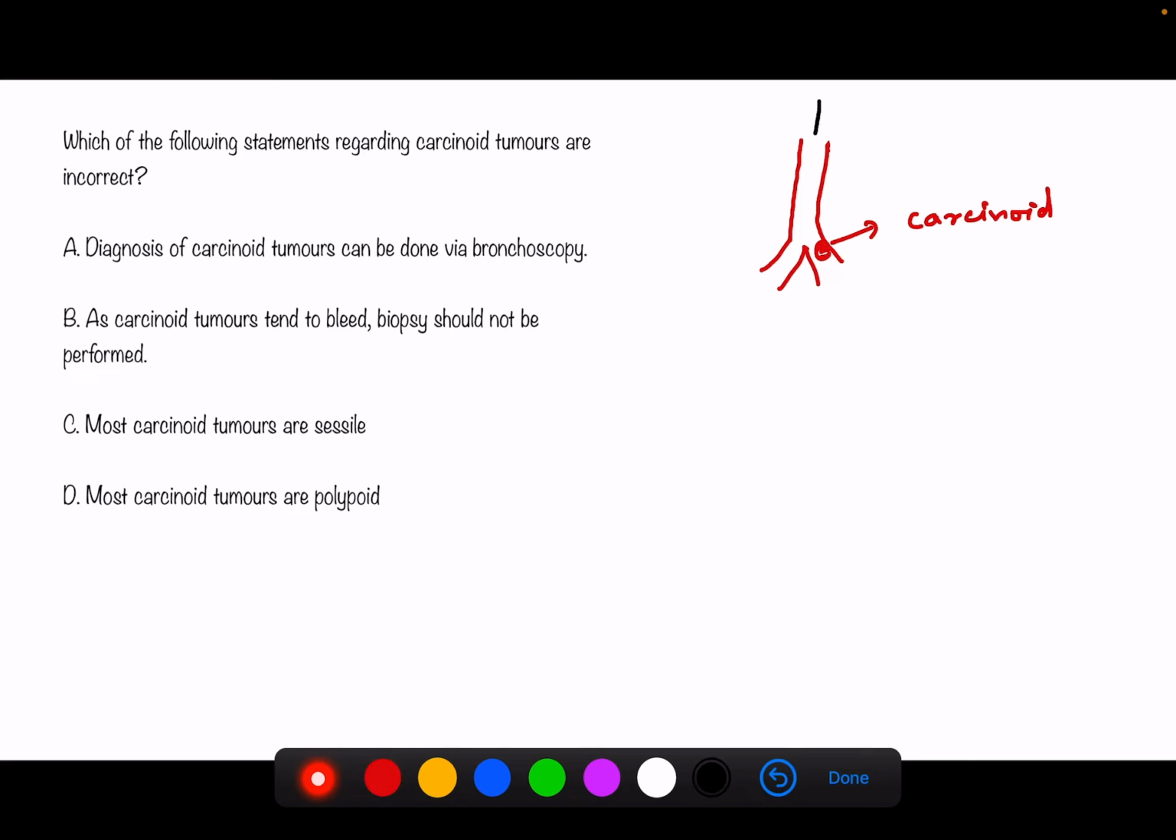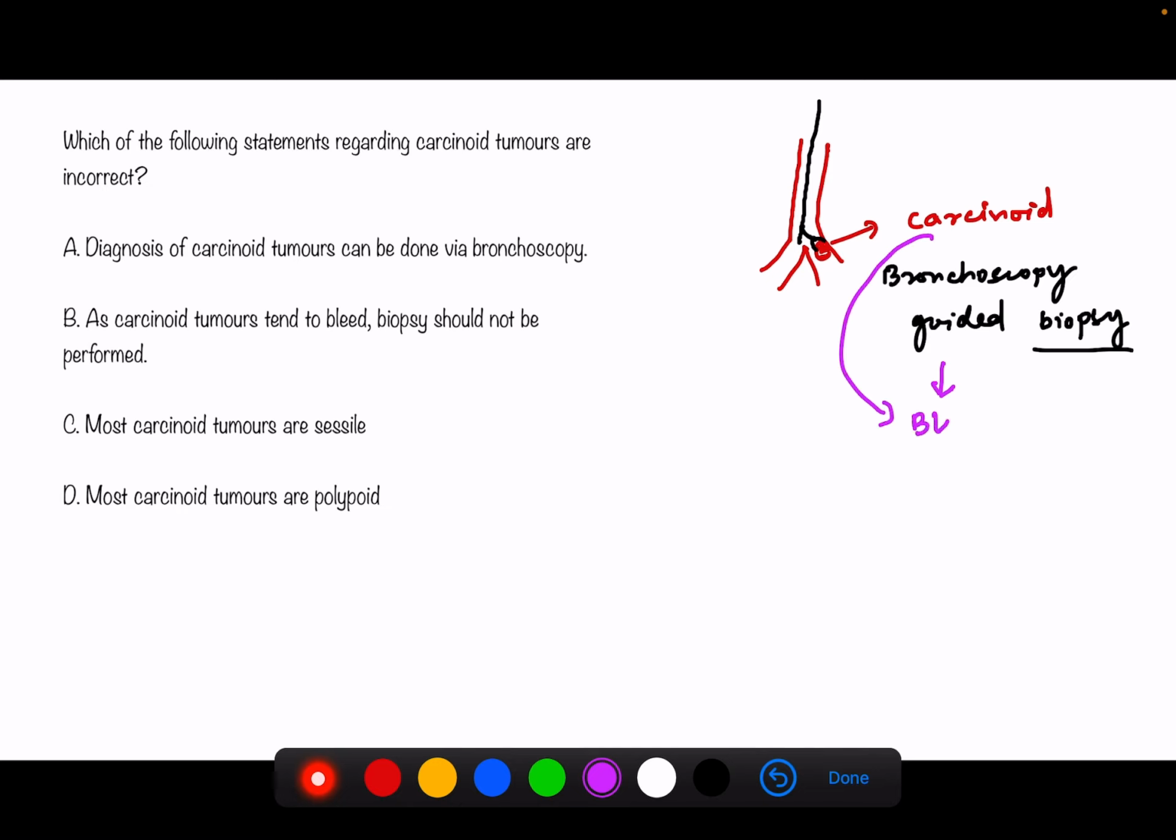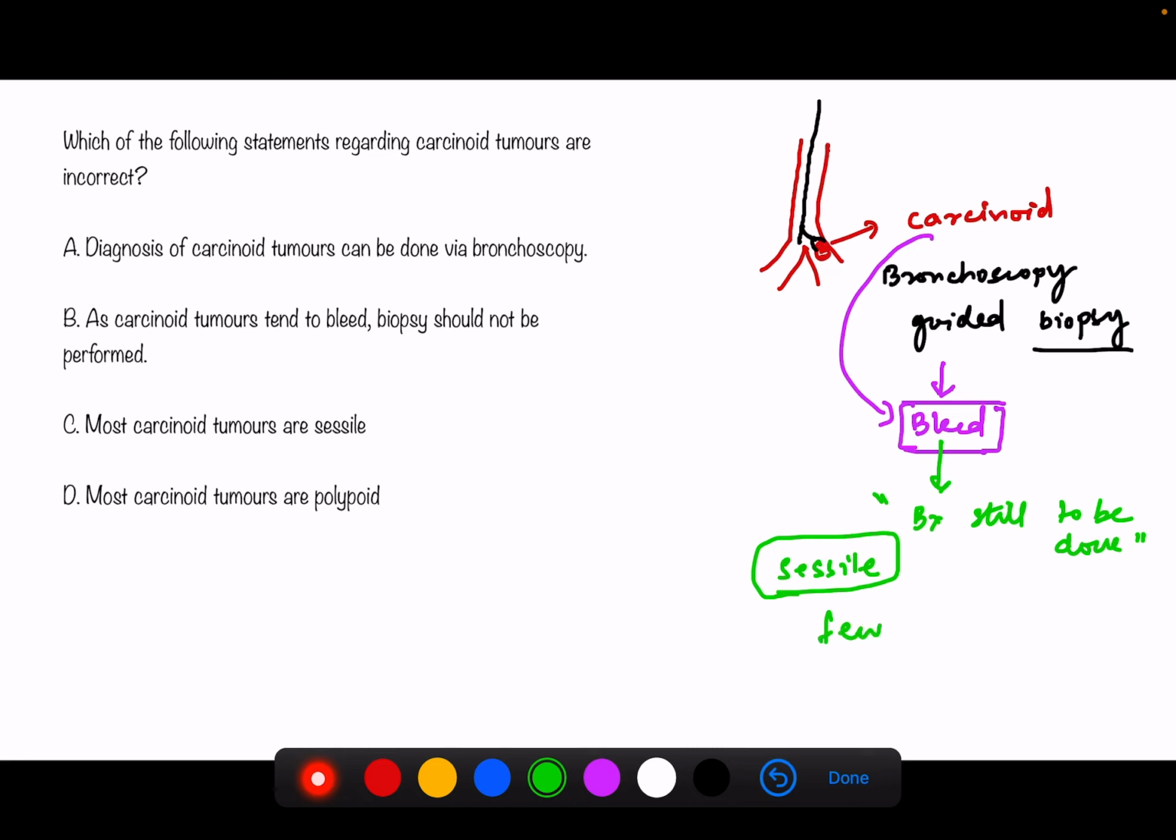So we can easily go ahead, put a bronchoscope, and take a chunk of the tissue and come out, which is called bronchoscopy guided biopsy. But the problem with this approach is that these carcinoid tumors bleed. But there is a statement made in the Sabiston textbook of surgery which says even though they bleed, biopsy still has to be done. Most of these tumors are sessile, that is, they don't have a stalk. Few are polypoid.